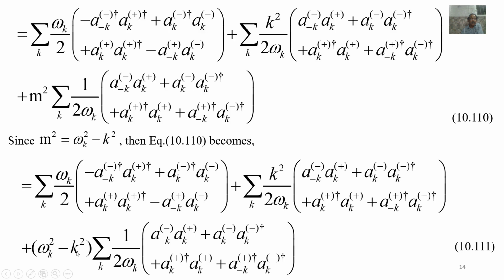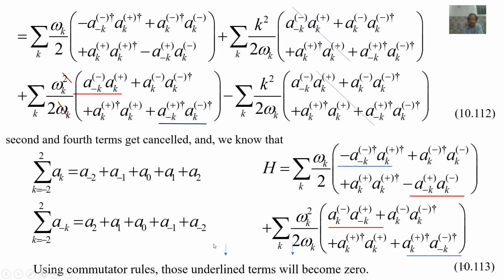So we have now four terms. Look at the second term and fourth term. They are similar terms. Almost all the expressions are similar, and this has a plus sign and this has a minus sign. So I have cancelled them out. So the second and fourth terms get cancelled. Now we'll concentrate on the first term and third term. In the third term, we have omega_k squared divided by 2 omega_k. So one omega_k gets cancelled. Okay, so we have omega_k divided by 2.